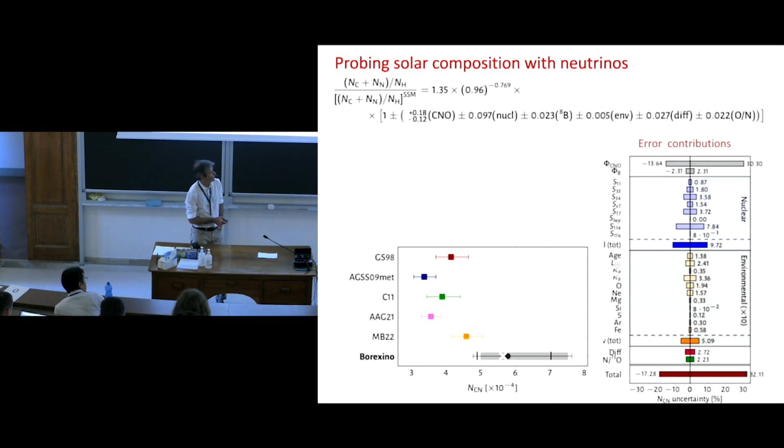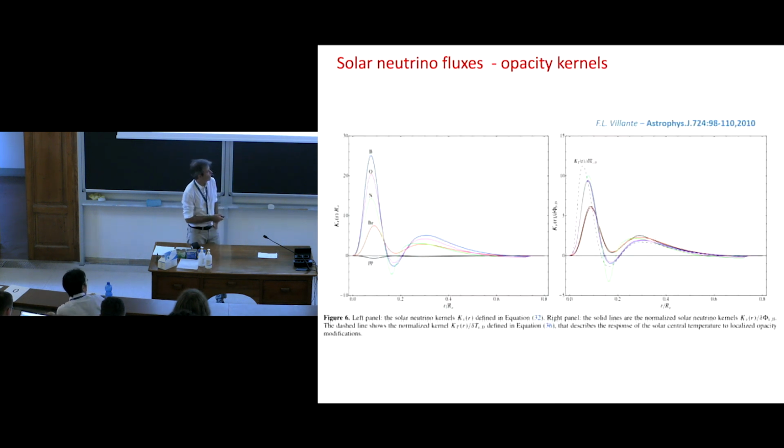In more quantitative terms, it can be seen here. I've not commented on this plot: these are the opacity kernels of the different neutrino fluxes, and you see that the shape of the opacity kernels of the CNO and the boron neutrinos is identical. So if you make this ratio, all the possible modifications in the ratio of these two fluxes connected with opacity have no effect. Okay? So that's why this measure is potentially so important in this problem.